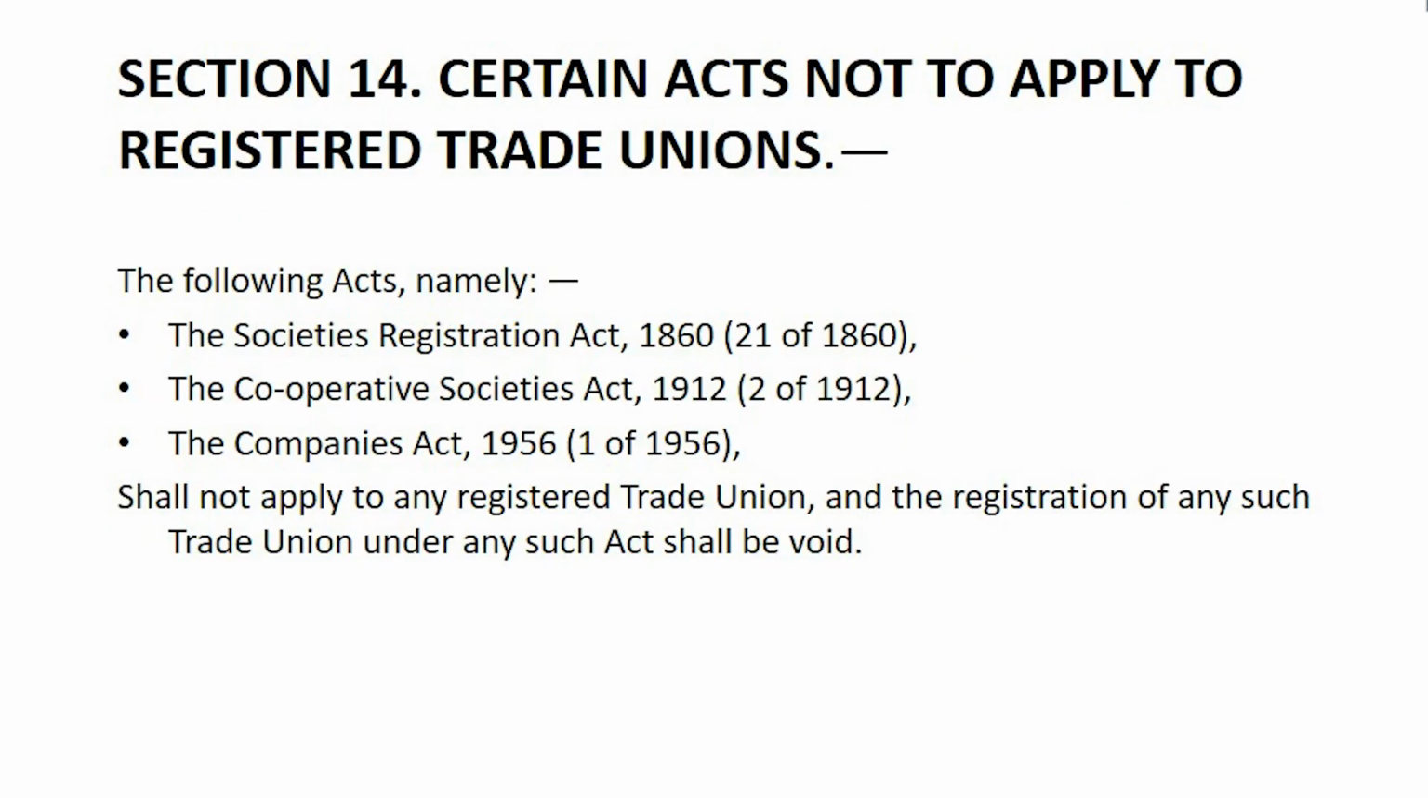We have section 14 where certain acts do not apply to the registered trade union. These are the Societies Registration Act 1860, the Cooperative Societies Act 1912, and the Companies Act 1956, because they are the proviso to the definition of the trade union. Sometimes their numbers are more, they have more than 7 members, but they will not be governed by the Trade Union Act.